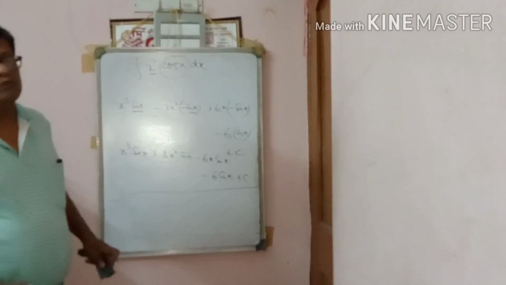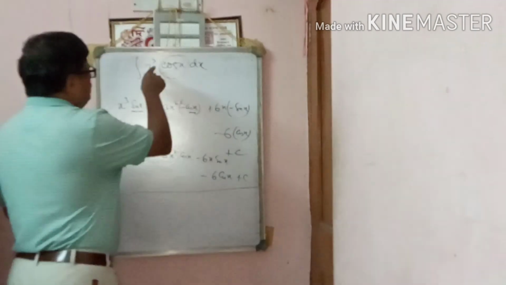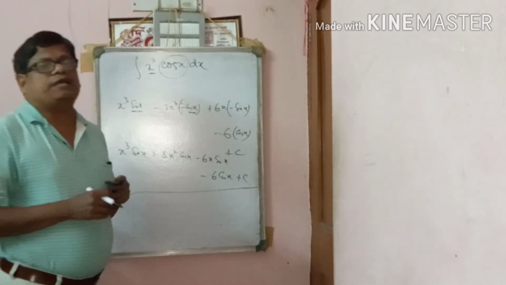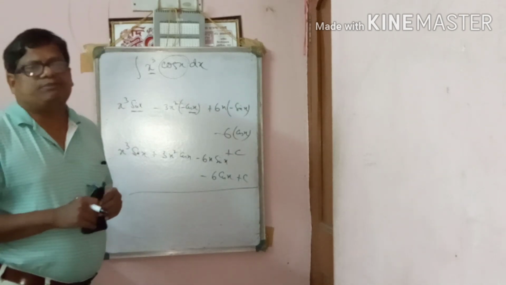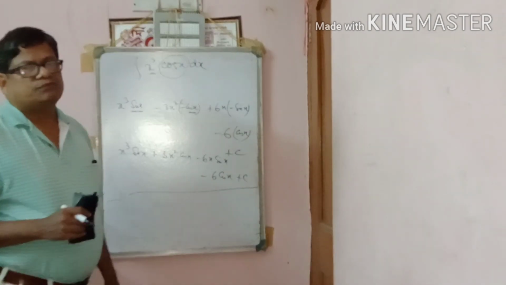Okay, few sums are there, you do like that. Similarly, suppose here x to the 4, x to the 5, x to the 6, x to the 7. Okay, so you do like that. This is the shortcut method.